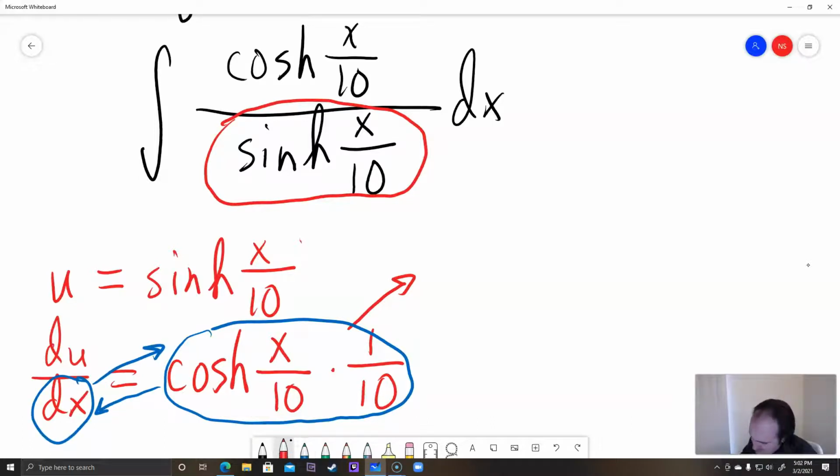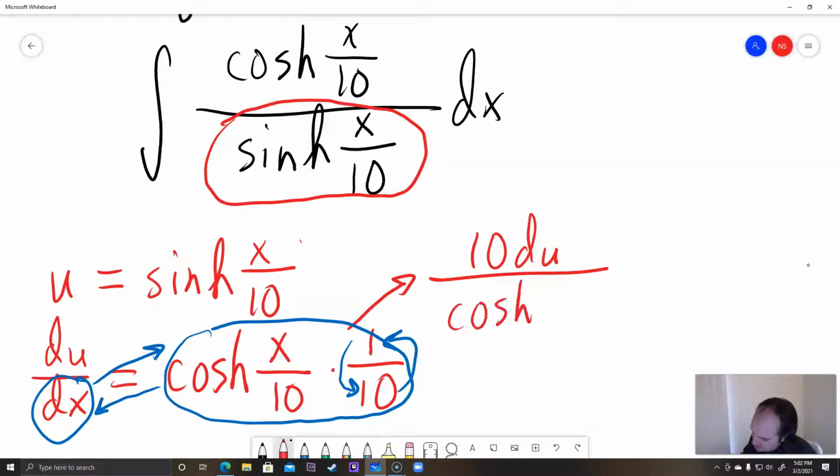So what are we going to end up with? Well, the 1/10 is going to get flipped over, and so now the 10 is going to be up on the top on the other side. So on the left side, we're going to have 10 du, and then in the denominator, we're going to have cosh of x over 10. And then on the right side, now we should just have dx.